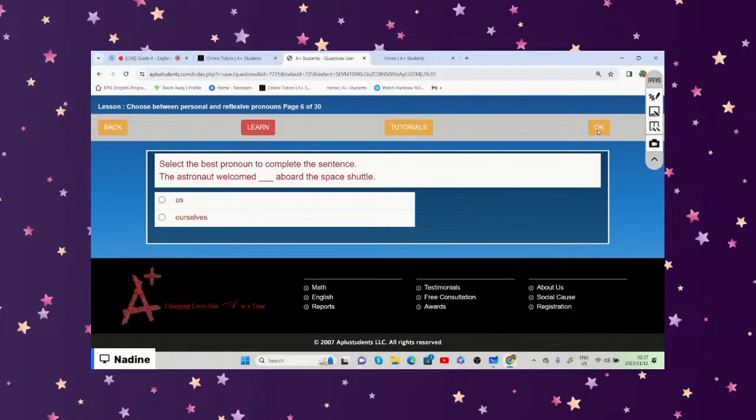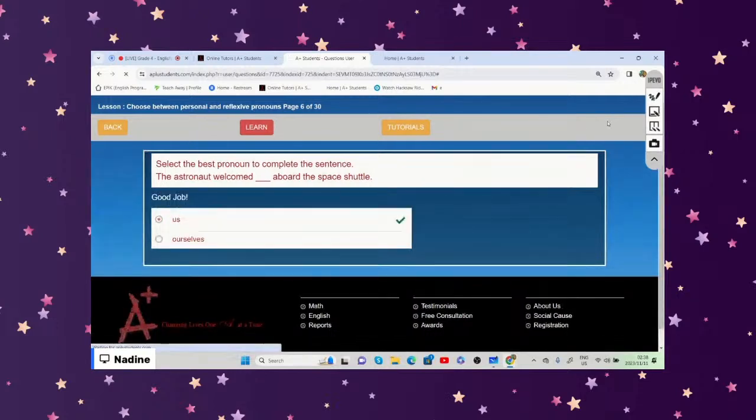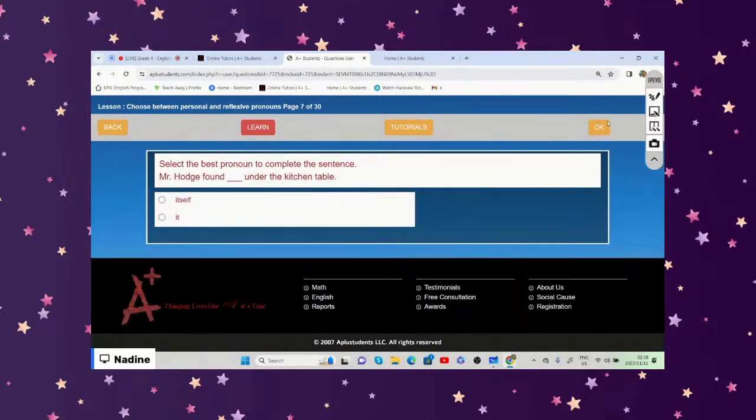So the astronaut welcomed us aboard the space shuttle, or the astronaut welcomed ourselves aboard the space shuttle? All right, so if we select the correct answer, then we can say that the astronaut welcomed us aboard the space shuttle. So they welcomed us. So well done. Us is correct.